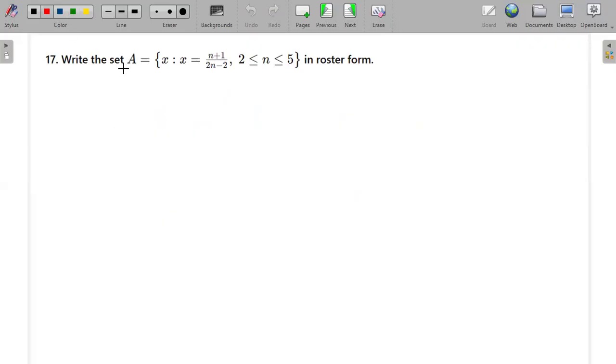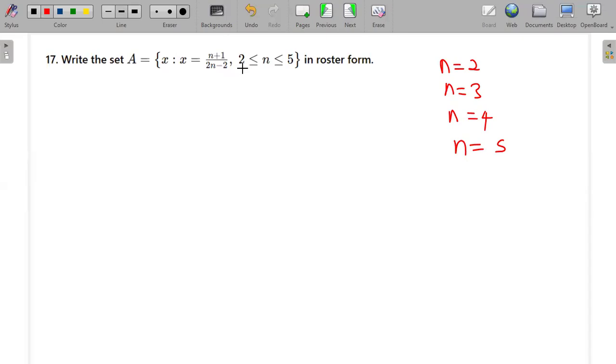17, they're saying, let A be a set of all x's such that x is equal to n plus 1 divided by 2n minus 2, and n is between 2 and 5. Okay, so here we assume that this n is a natural number. So if it's between 2 and 5, then n can be 2, n can be 3, n can be 4, and then n can be 5. Okay, so I want to put this in roster form.